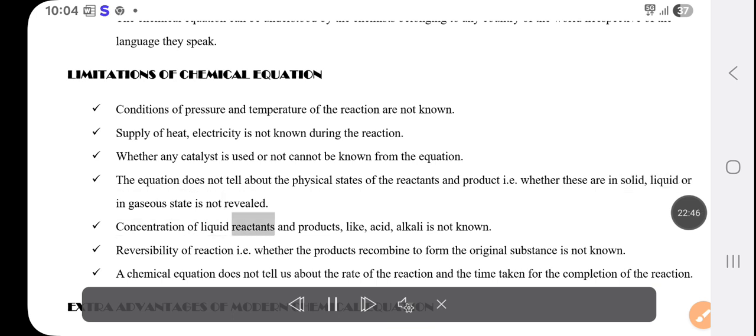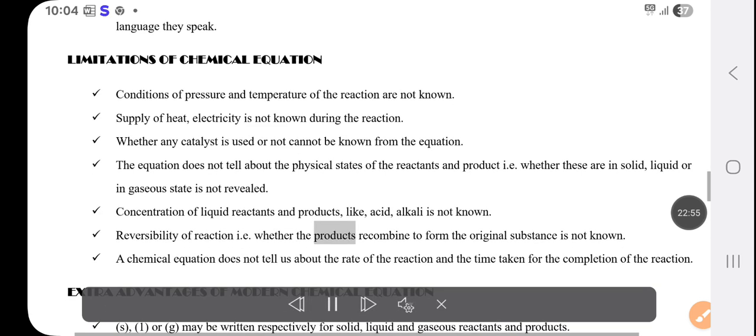Concentration of liquid reactants and products, like acid, alkali, is not known. Reversibility of the reaction, i.e., whether the products recombine to form the original substance, is not known. A chemical equation does not tell us about the rate of the reaction and the time taken for the completion of the reaction.